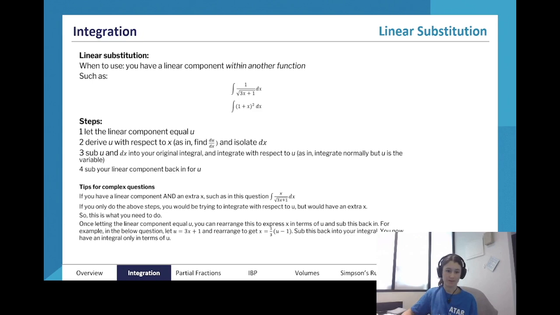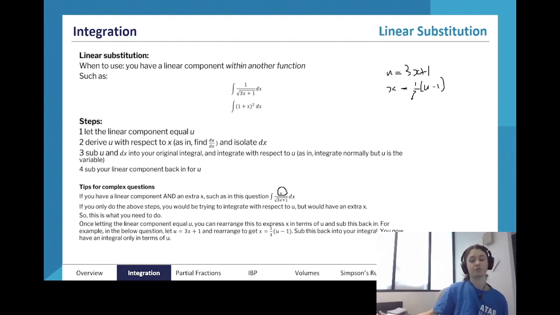So what I mean by this is that you would have your u equals 3x plus 1, and then you'd rearrange this to get x equals a third u take 1, and you would sub this in for the x up the top here. And then in your integral, you would only have it in terms of u, and then you would be able to simplify it a bit using algebra and integrate from there. So then you need to, as I said, sub this back into your integral, and now you have an integral only in terms of u.